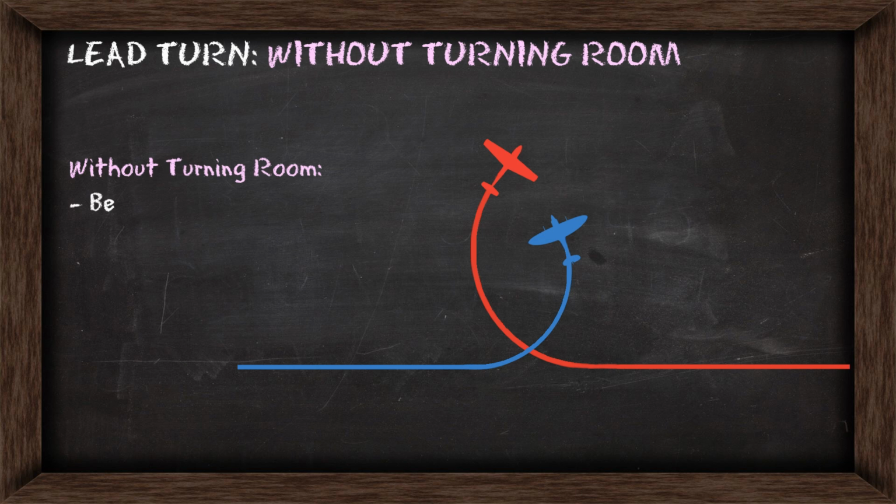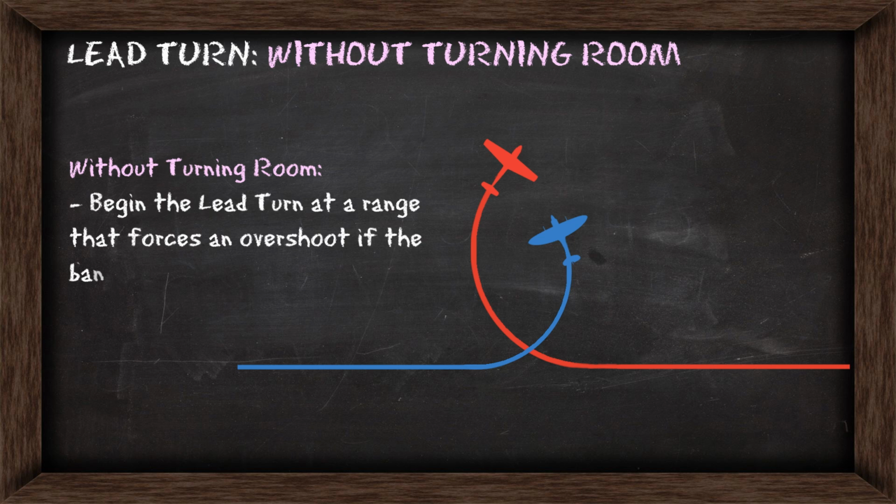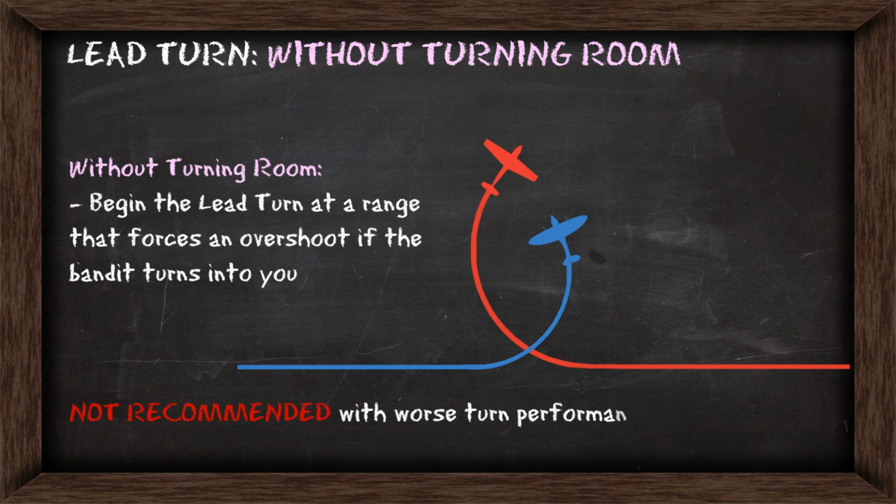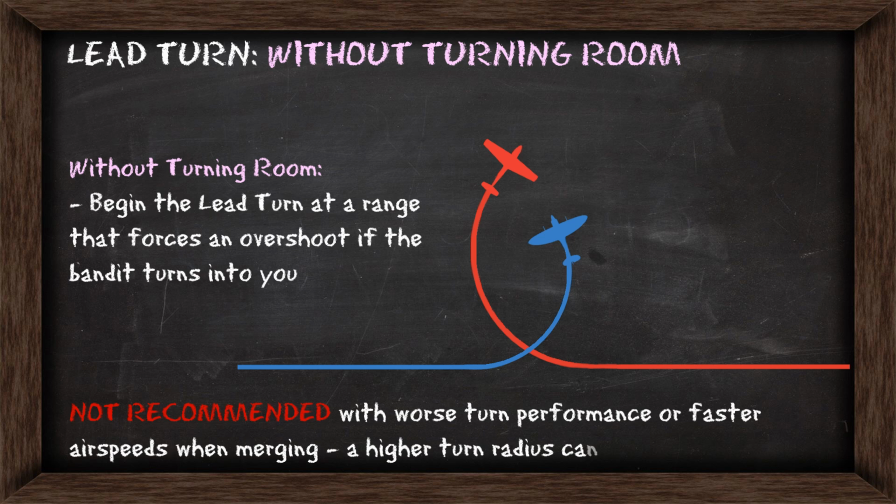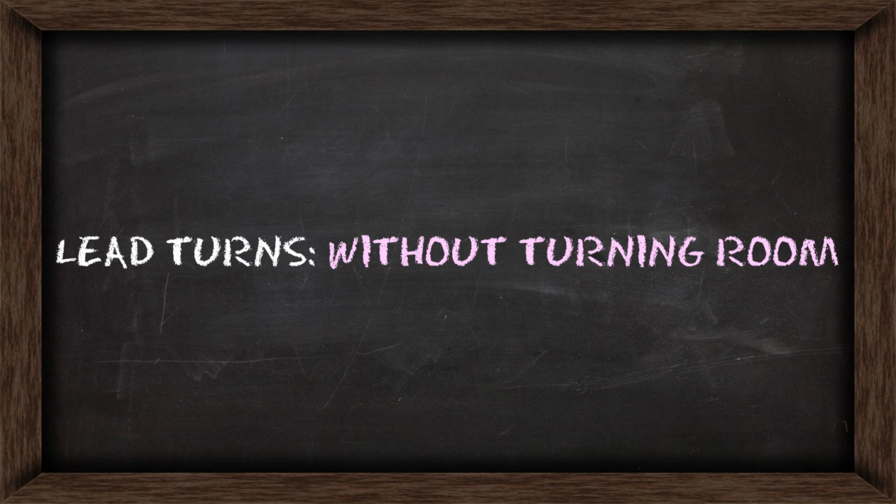To perform a lead turn without turning room, it's important to begin the lead turn at a range that will force an overshoot if the bandit turns into you. This is not recommended if you have an airplane with worse turn performance or if you have a faster airspeed at the merge, because a higher turn radius can make you overshoot. So now we'll look at some examples of lead turns without turning room.